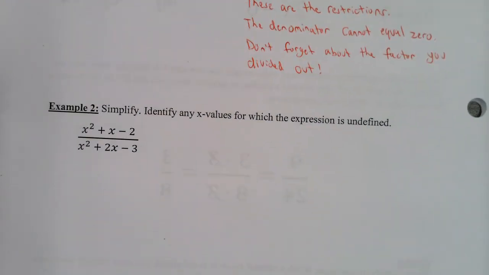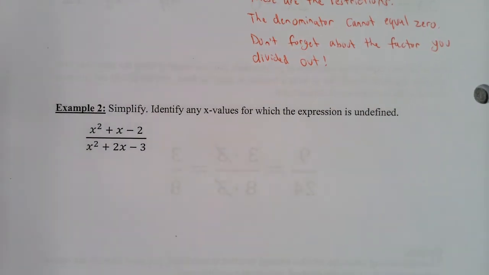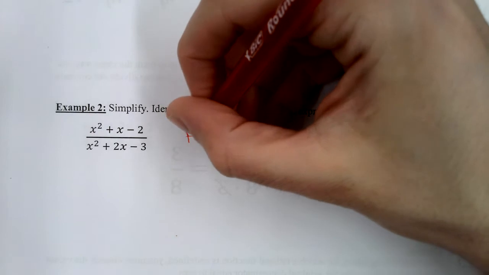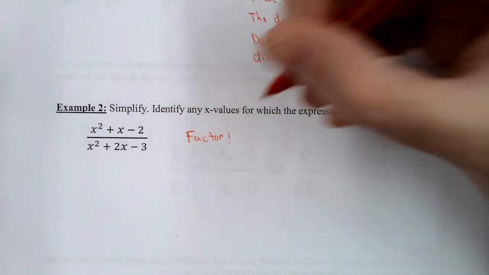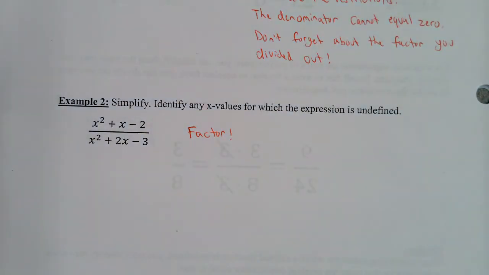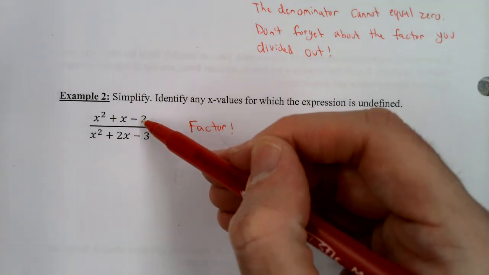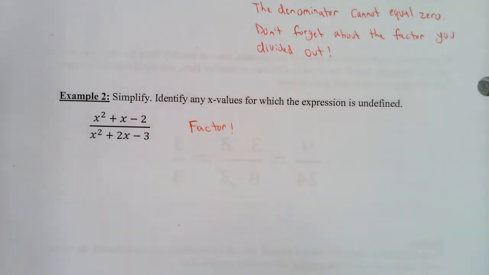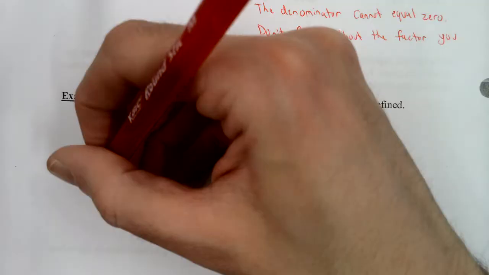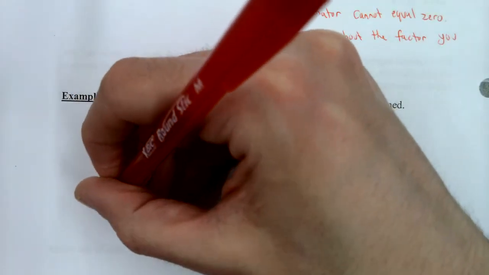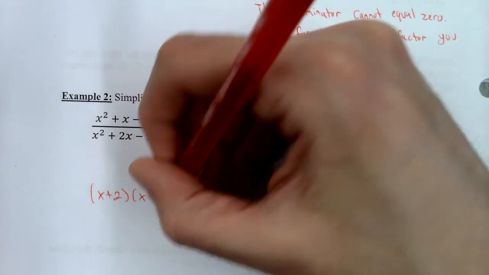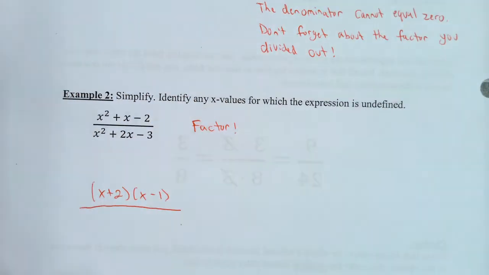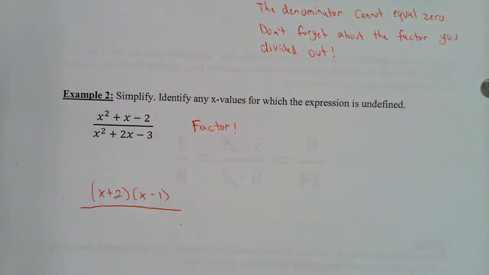Example 2, simplify. Identify any x values for which the expression is undefined. So first thing you have to do is you have to factor, because this one is not factored for you. So let's factor first. Okay, factoring the numerator. Look for two numbers that multiply to -2 and add to 1. So it'll be x plus 2 times x minus 1.